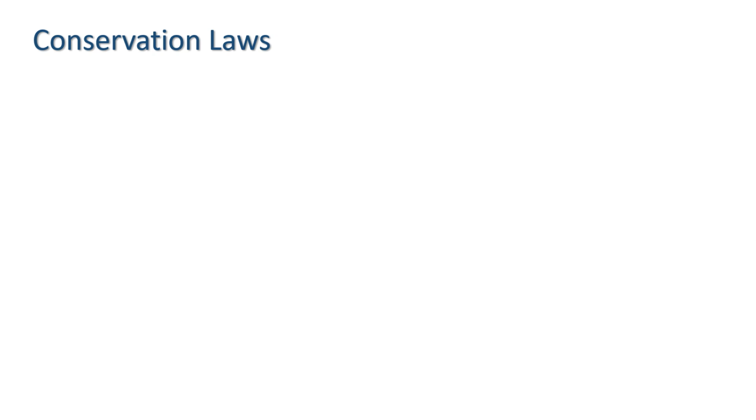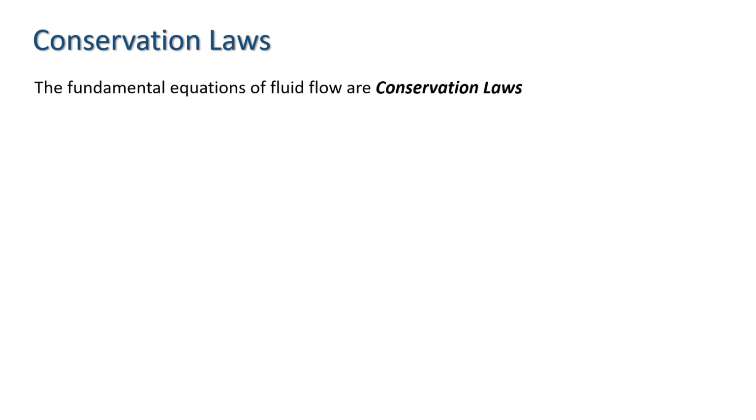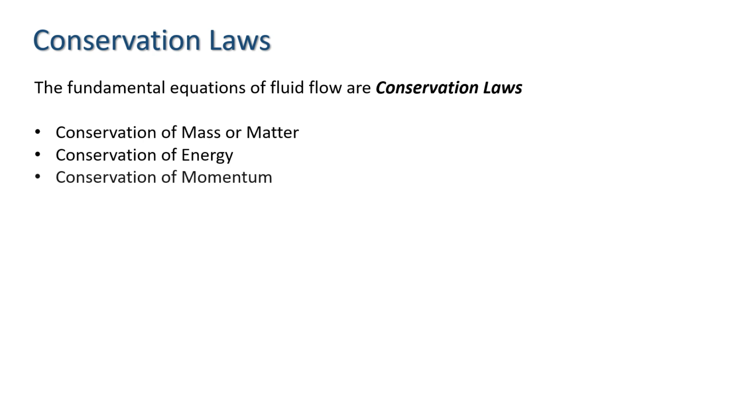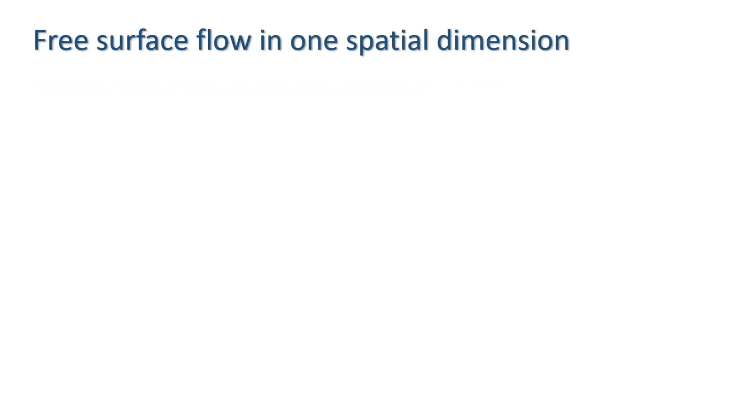Before we proceed, we note that the fundamental equations of fluid flow are conservation laws: conservation of mass or matter, energy, and momentum. Regardless of the nature of the flow, the fluid motion is subject to these three laws. Here, we are going to use conservation of mass and momentum to derive the shallow water equations. We'll derive them here in one spatial dimension, which we'll take as the x direction.